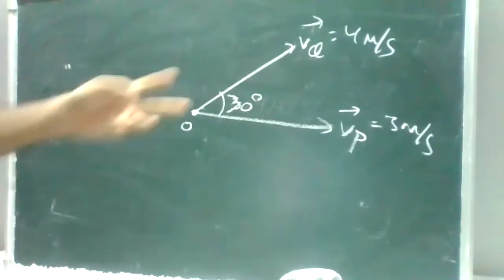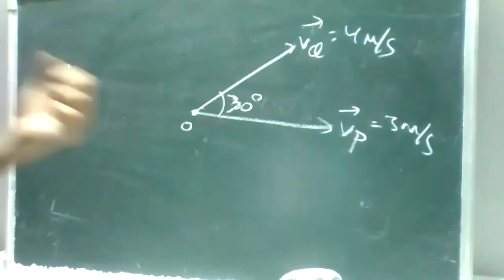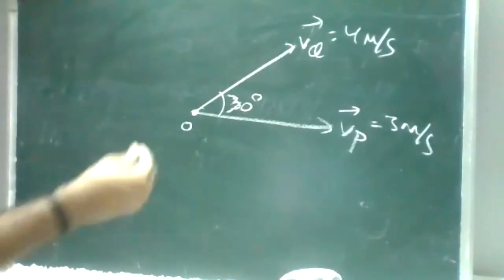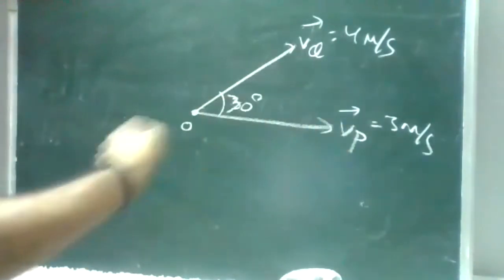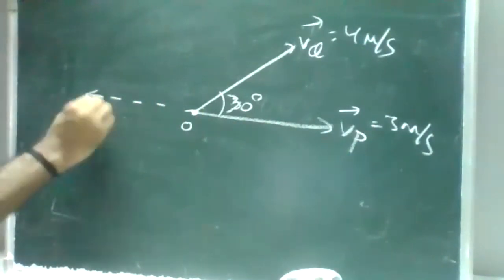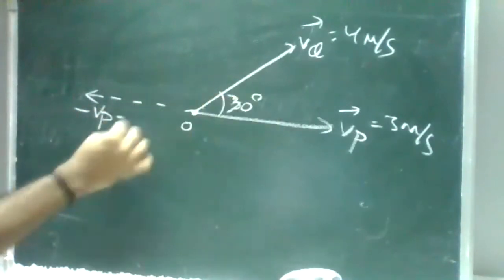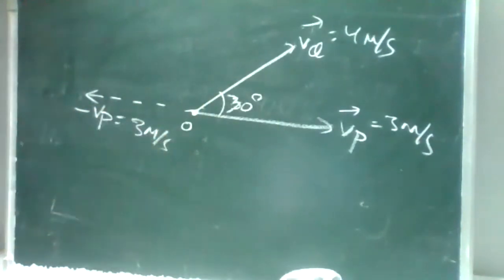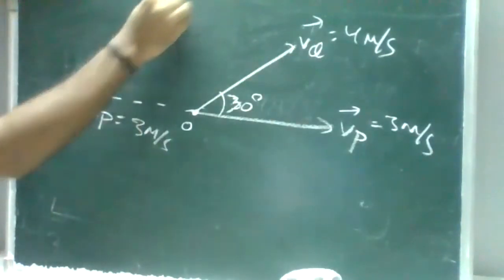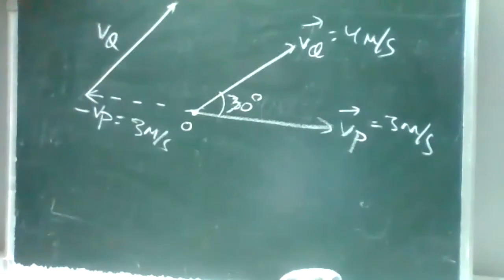To find the resultant, I'll try to work with opposite directions. VP is in the direction towards the right side; I'll take it in the opposite direction. It is minus VP, with the same velocity of 3 meters per second, but in the opposite direction. Now it is like a parallelogram. So VQ, I'll draw here. This is VQ, and it is like a parallelogram.